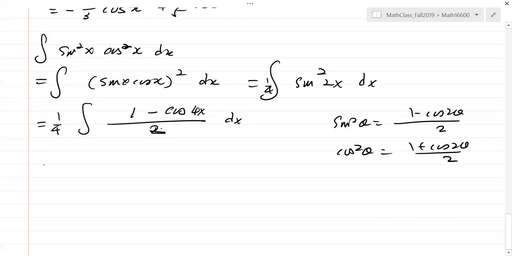There, this is going to be 1/8 times x minus sine 4x divided by 4 plus constant. This is the answer. If we use another method to solve the problem, you will still end up with a similar answer, but maybe in a different form, such as not with sine 4x, okay.